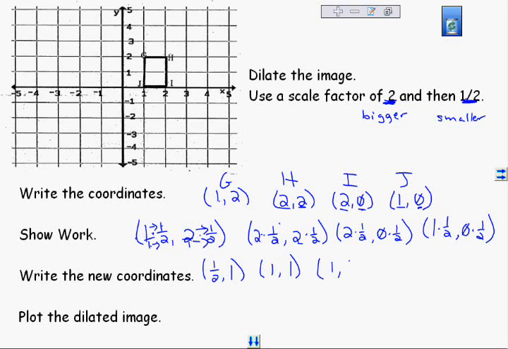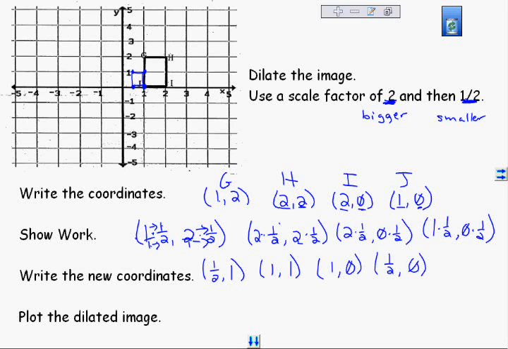Anything times 0 is 0. Half of 1 is half. Half of 0, anything times 0 is just 0. And now we'll plot our new image. Half, only go over half, and then go up 1. Go over 1, go up 1. Go over 1 and stay there. Go over half and stay there.